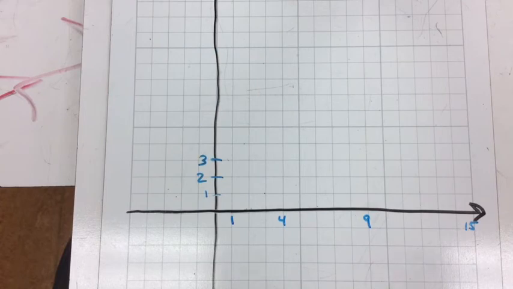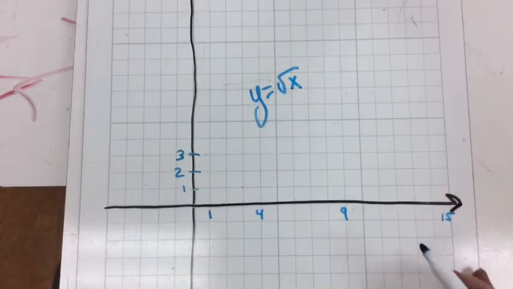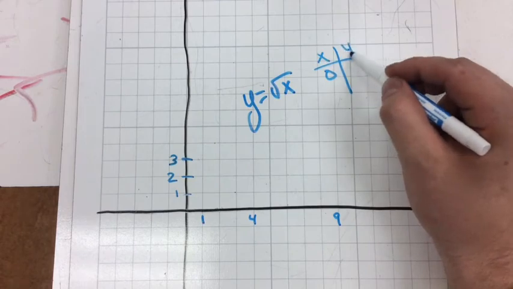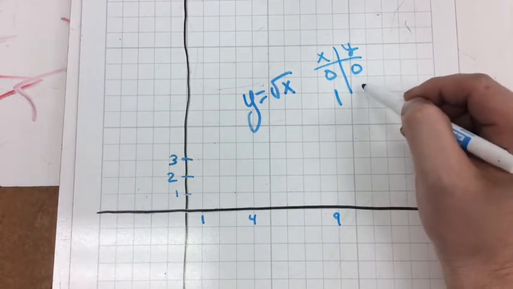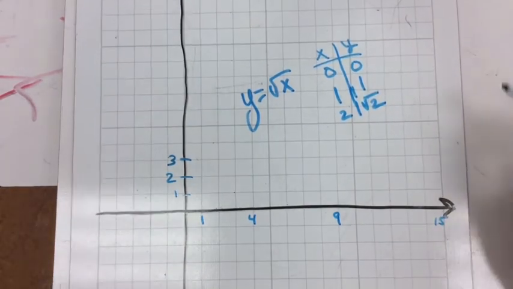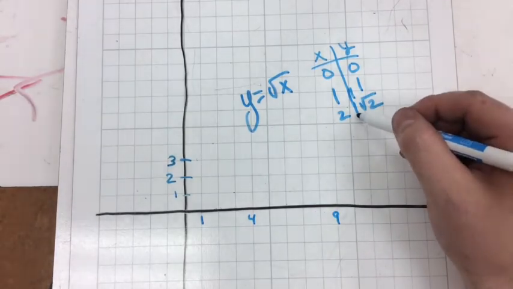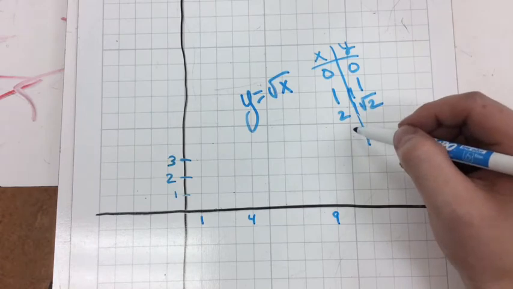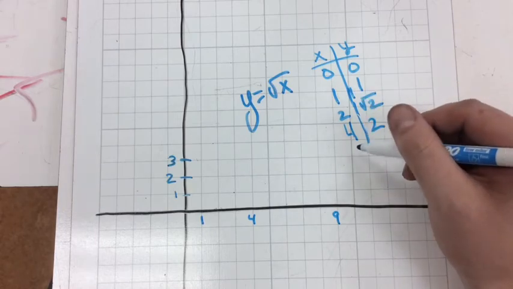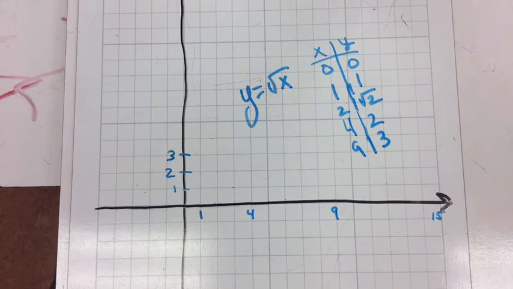Okay, next I want to talk about what the square root of x graph looks like. So y equals the square root of x. If we were to build a table, what's the square root of 0? It's 0. The square root of 1 is 1. If I put in 2, the square root of 2 is, well, square root of 2, and I don't want to go looking for a decimal approximation. So for the rest of them, I'm going to choose perfect squares. When x is 4, I know y will equal 2. When x is 9, y will equal 3.